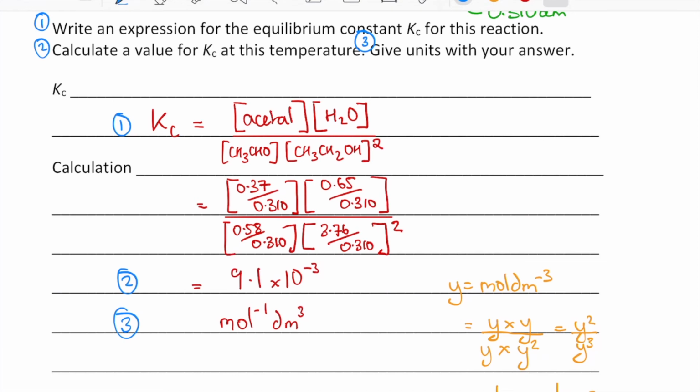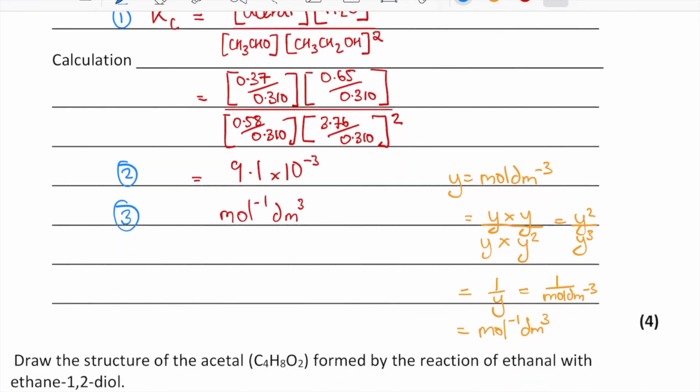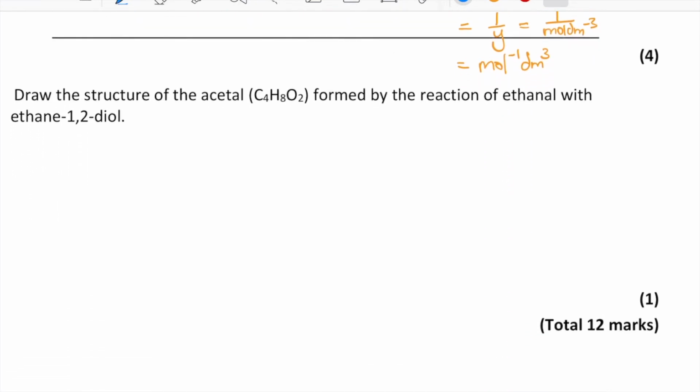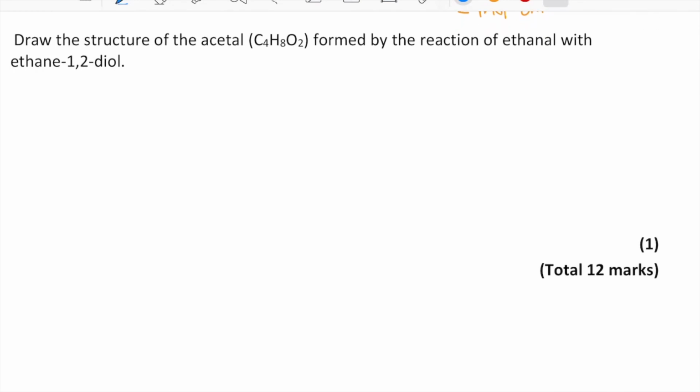So thinking about where those marks would come from, you would get 1 mark for the equilibrium expression, 1 mark for writing out the correct calculation, like the actual sum, a 3rd mark for the correct answer to that calculation, and then the 4th mark obviously for the units that we just did last. Okay, and now we come to the final part of the question.